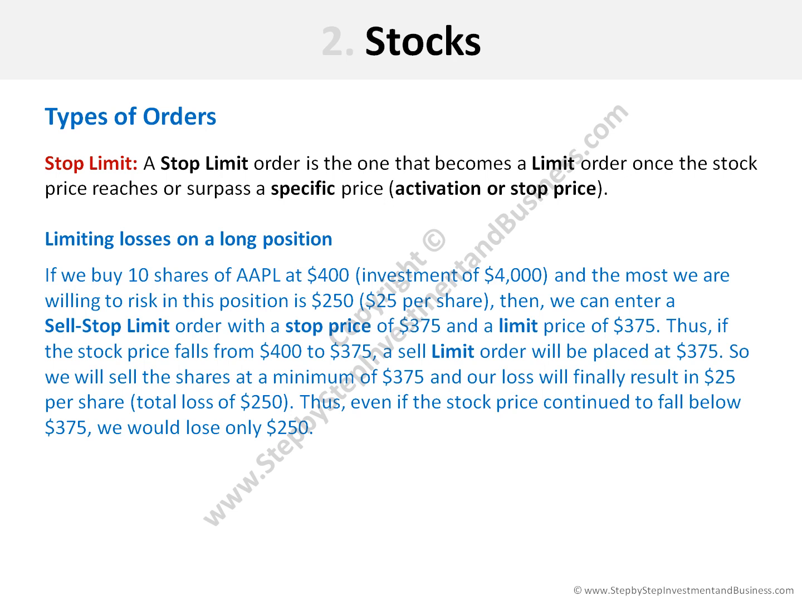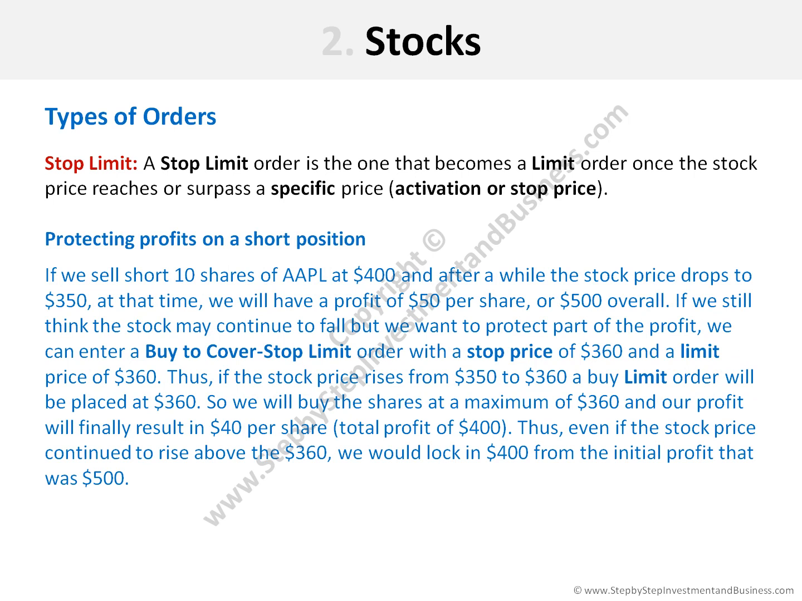Thus, if the stock price falls from $400 to $375, a sell limit order will be placed at $375. So we will sell the shares at a minimum of $375, and our loss will finally result in $25 per share. That is, a total loss of $250. Thus, even if the stock price continued to fall below $375, we would lose only $250.